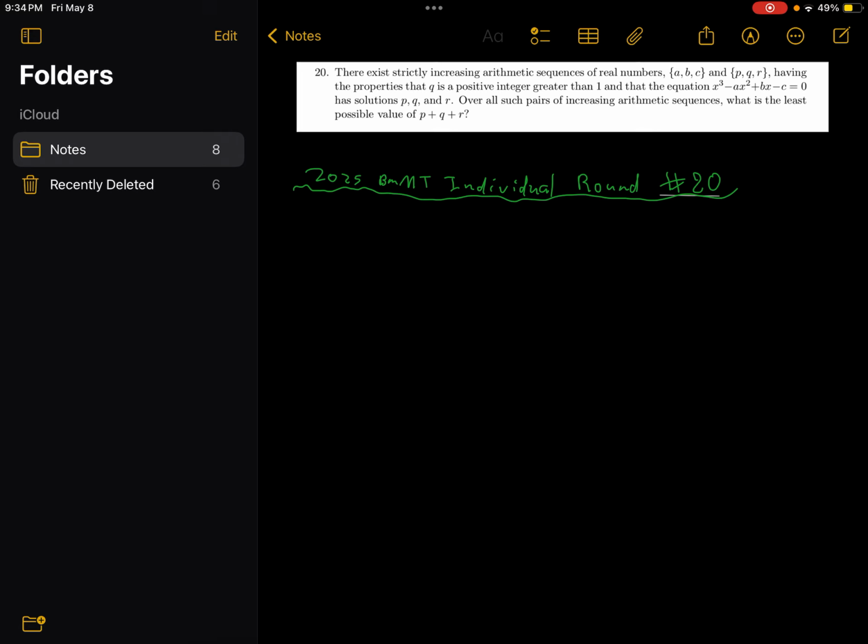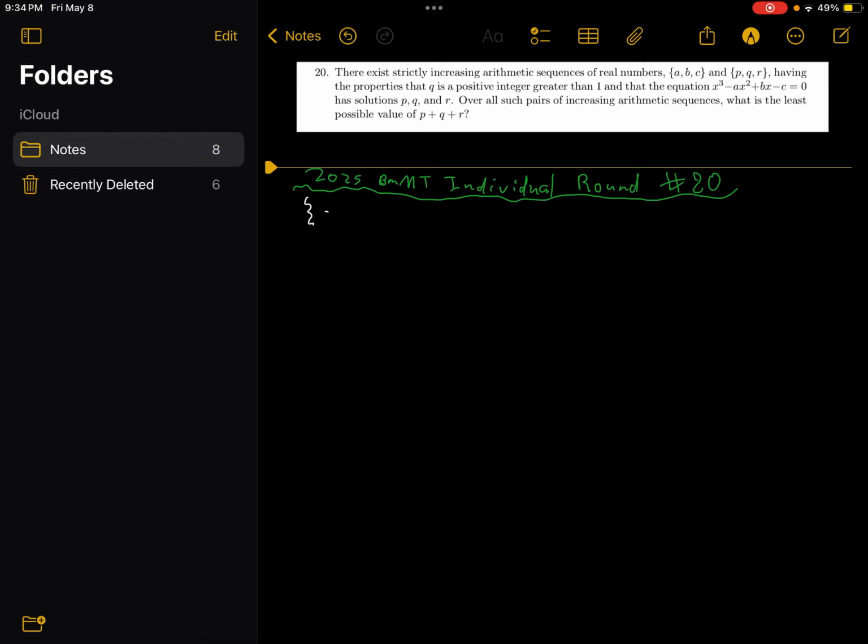I decided to talk about this problem because I feel like this was a really good algebra problem. It included a lot of very important and interesting algebra concepts that come up a lot in algebra problems and contests. So let's go over it. First, we have to note down some things about the problem.